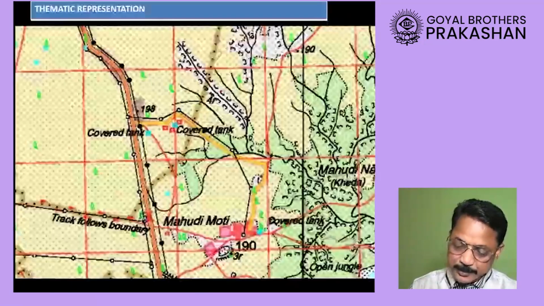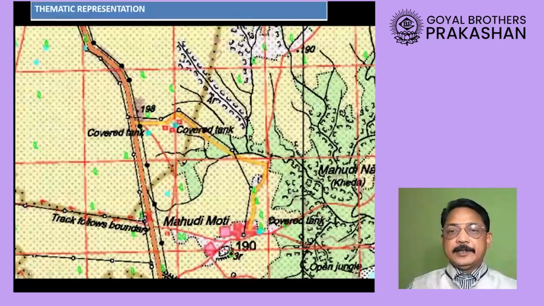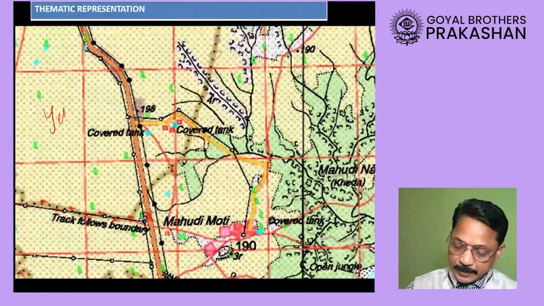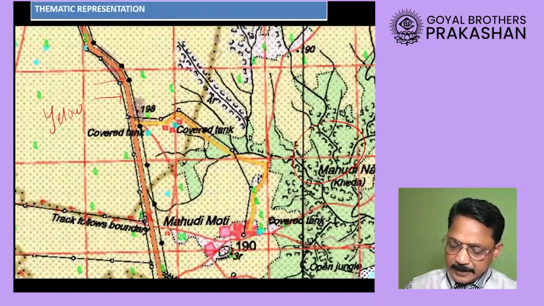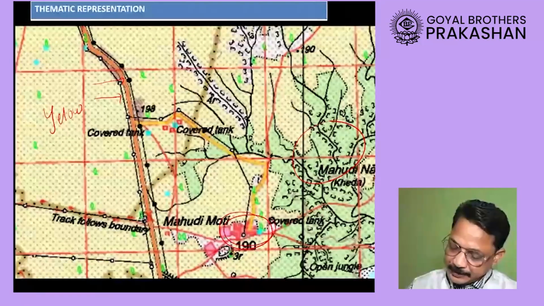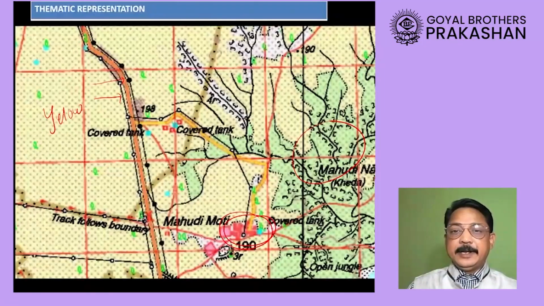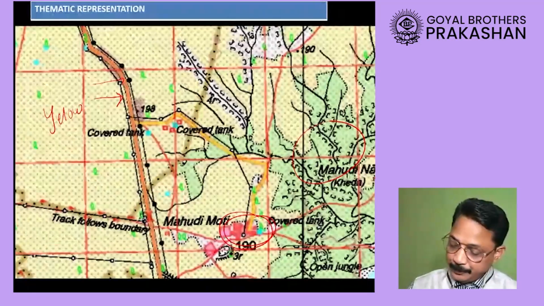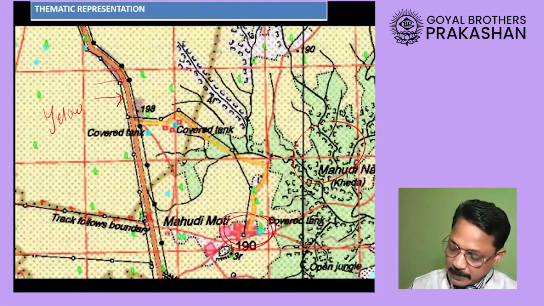Okay, then dear students, look at this picture very carefully. Here you see yellow color. Here you see green color. Then here you see something shown with double line and the saffron color. Then you find here some patches reddish in color. We have seen in the beginning that when you see the yellow color, it's agriculture, green means forest. Now this is a road. Now here this Mahudi Moti, the name that is given here, is a village.